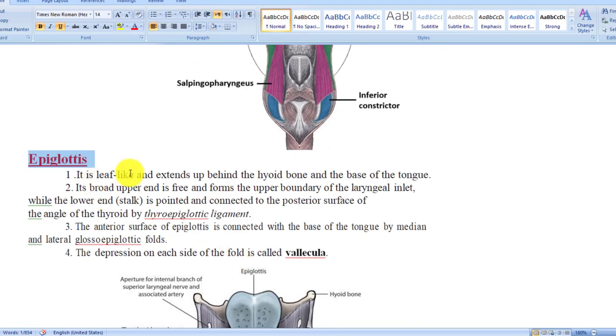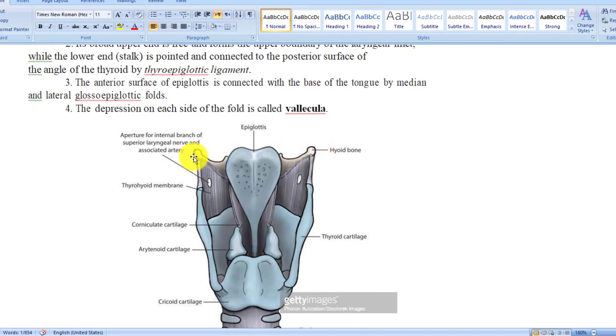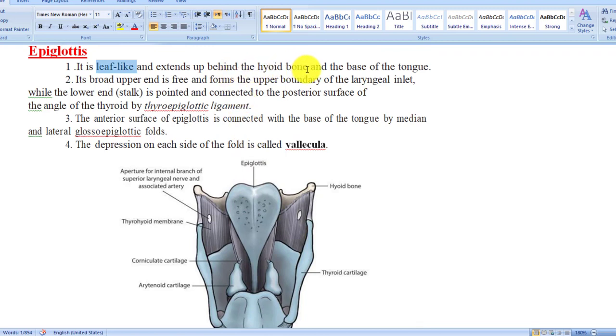Okay, epiglottis is a leaf-like structure or cartilage which extends from behind the hyoid bone. This one is hyoid bone, right? It extends behind the hyoid bone up to the base of the tongue. So here will be the base of the tongue. So epiglottis begins behind the hyoid bone and ends at the base of the tongue. It is broader at the upper end, and at the lower end, at the laryngeal inlet, it is narrower, right? While narrower at the end or the stalk.